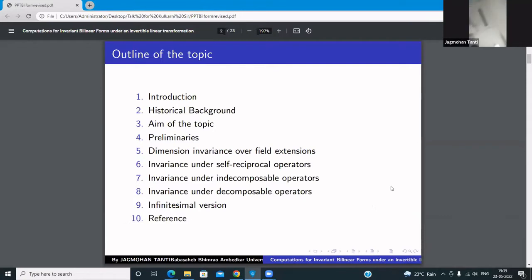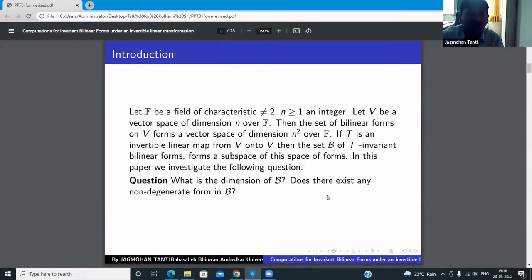So this is the outline of the topic. We are considering all similarity classes of linear transformations for computing the invariant bilinear forms on a given vector space. Here we are considering the field to be of characteristic different from 2, and V a vector space of dimension n over F.